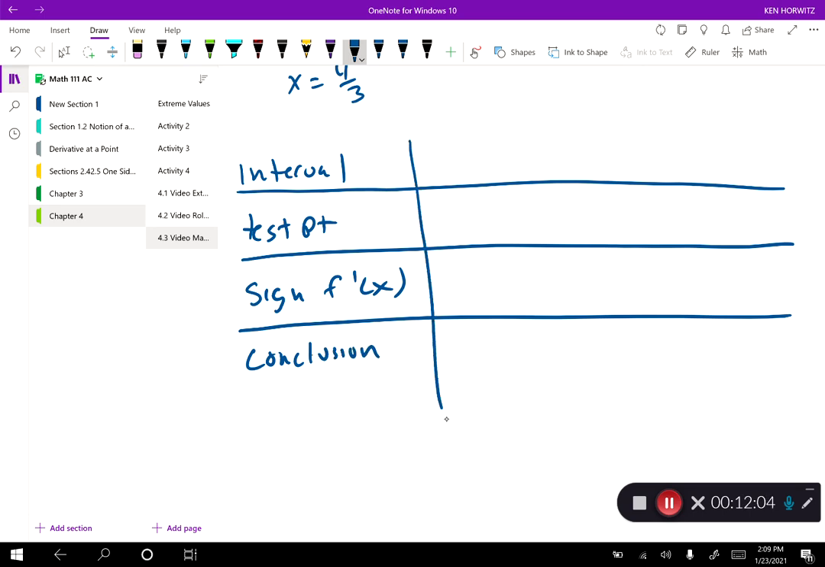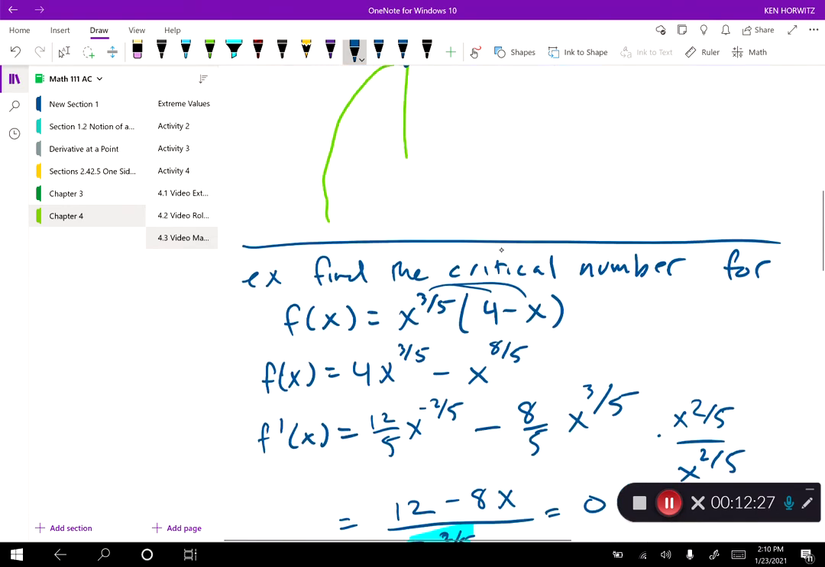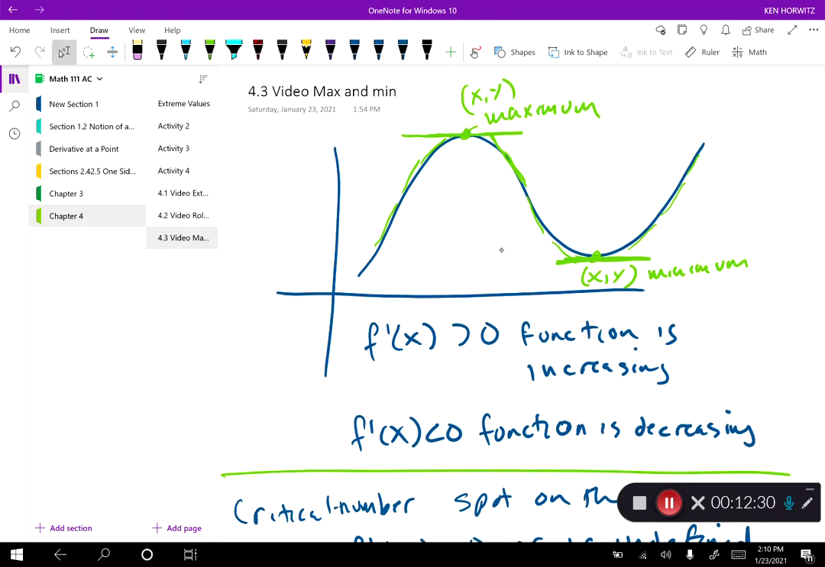Okay, so my intervals are basically going to be dictated by my critical numbers. So I have negative infinity all the way to 4/3. Now the reason I go up to the critical number is because the critical number is going to be where the slope of my tangent line equals 0. So let's take a look at the graph that we did earlier. For example, up here, my function went from increasing to decreasing. So if it goes from increasing to decreasing, my critical number is a maximum. Here it went from decreasing to increasing, my critical number was a minimum.